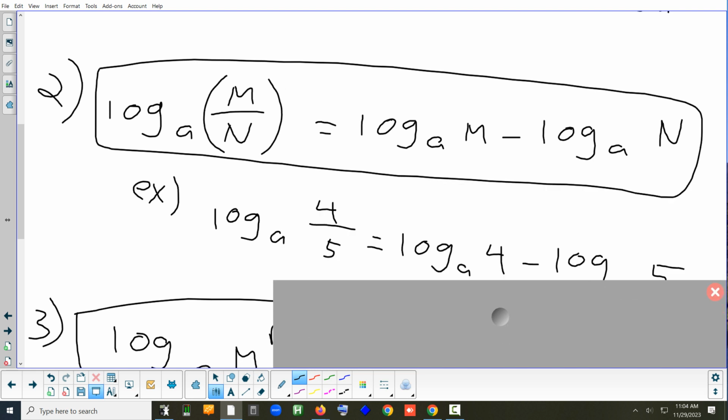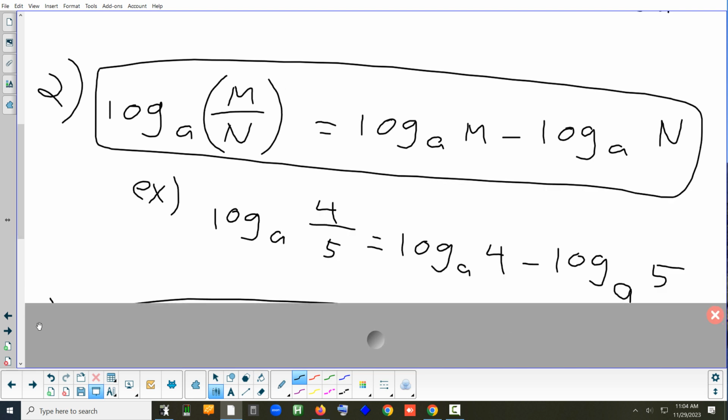And here's an example with numbers. Again, this property works for any base. Okay, you could have a base 10, base e, base 7. The base doesn't matter. It just has to stay the same through the whole problem.